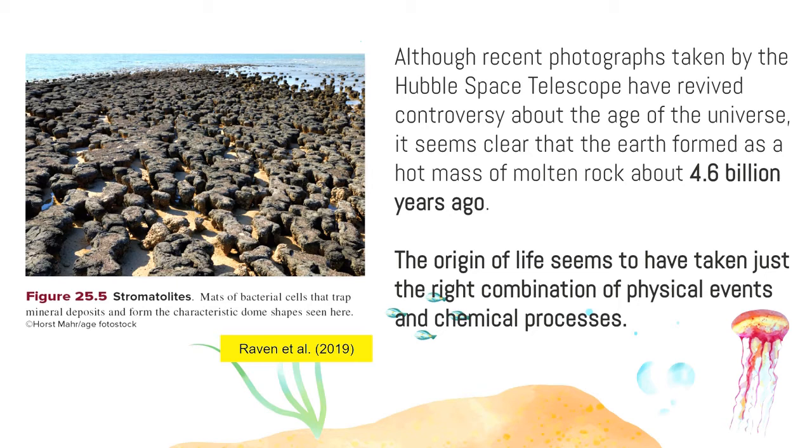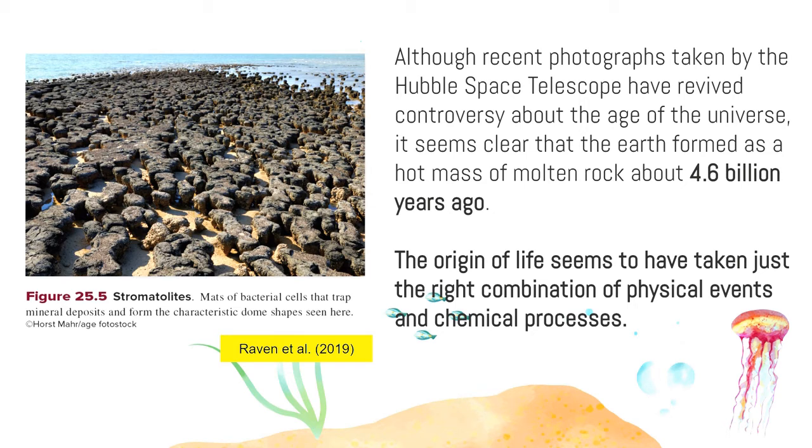Although recent photographs taken by the Hubble Space Telescope have revived the controversy about the age of the universe, what we know for sure is that the Earth formed as a hot mass of molten rock around 4.6 billion years ago. That's what we know for sure. And we have an estimate of 3.2 to 3.5 billion years ago as the possible period of the first type of cells or living organisms that could have existed.